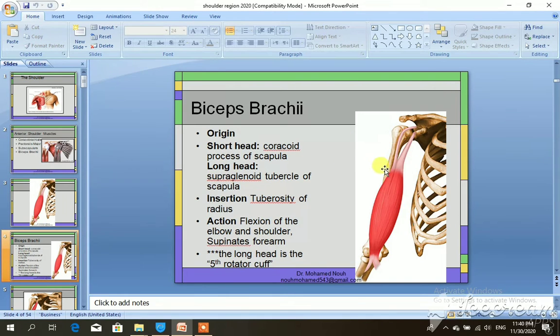The biceps brachii, as you can see, has a short head and a long head. The short head originates from the coracoid process of the scapula, and the long head originates from the supraglenoid tubercle of the scapula. Both of them unite together and insert in the tuberosity of the radius. This is the radius. The action is flexion of the elbow and shoulder and supination of the forearm. Sometimes they say that the long head is the fifth rotator cuff.